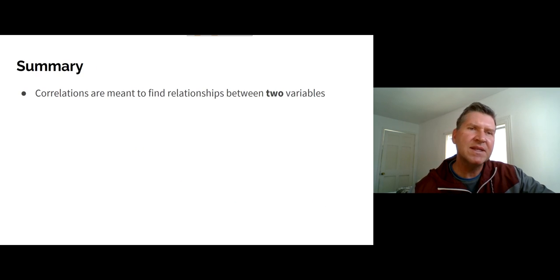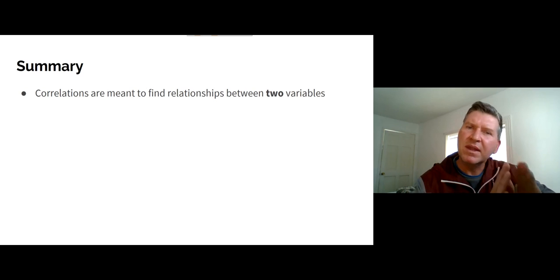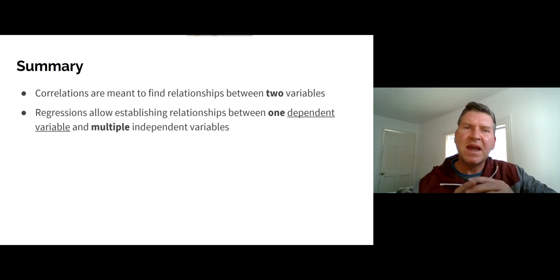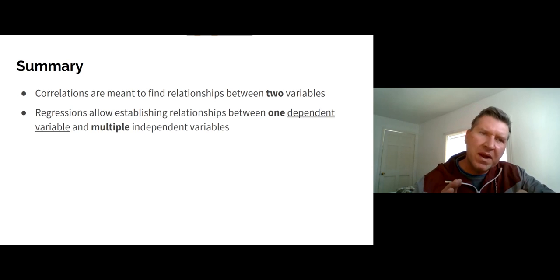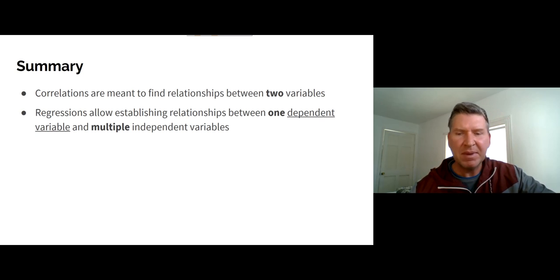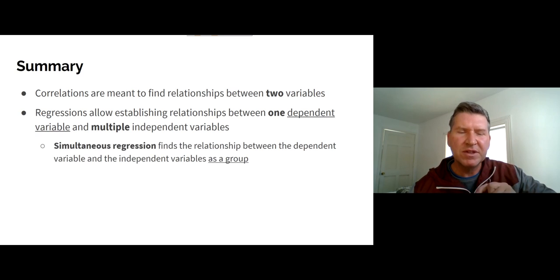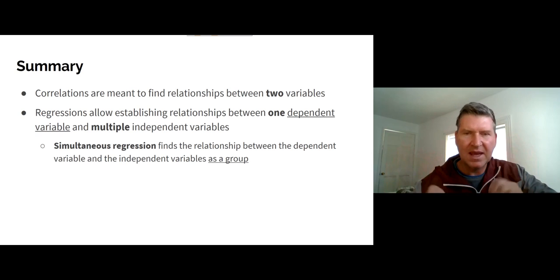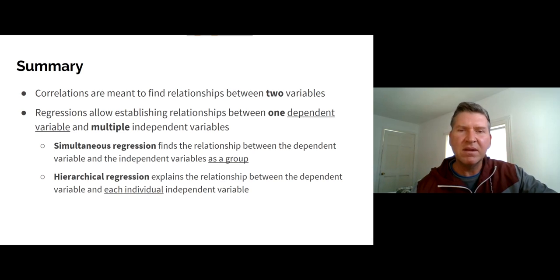Now to summarize, correlations find the relationships between two variables at a time, but regressions allow us to establish relationships between one dependent variable and multiple independent variables. Now remember, there are two kinds of regression we talked about here. Simultaneous regression finds the relationship between the dependent variable and the independent variables as a group, and the hierarchical regression explains the relationship between the dependent variable and each individual independent variable.